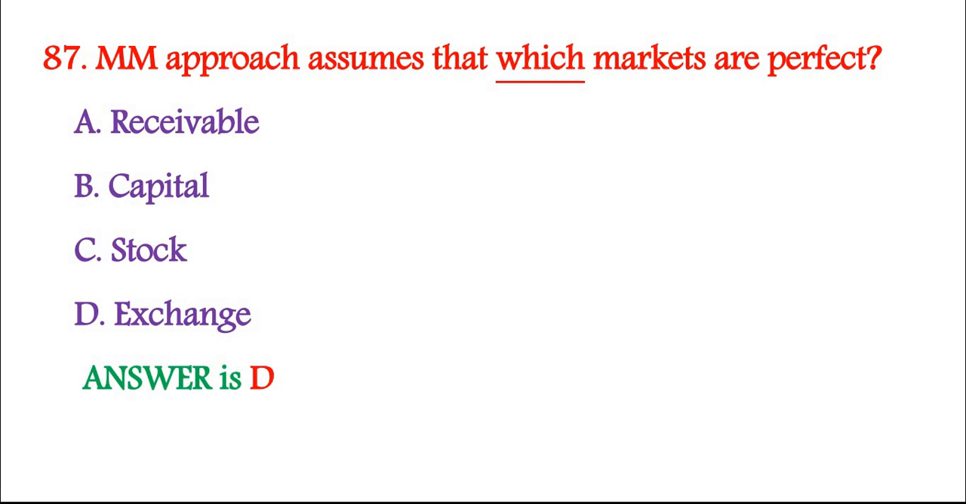87. The approach assumes that which markets are perfect? A. Receivable. B. Capital. C. Stock. D. Exchange. Answer is D.